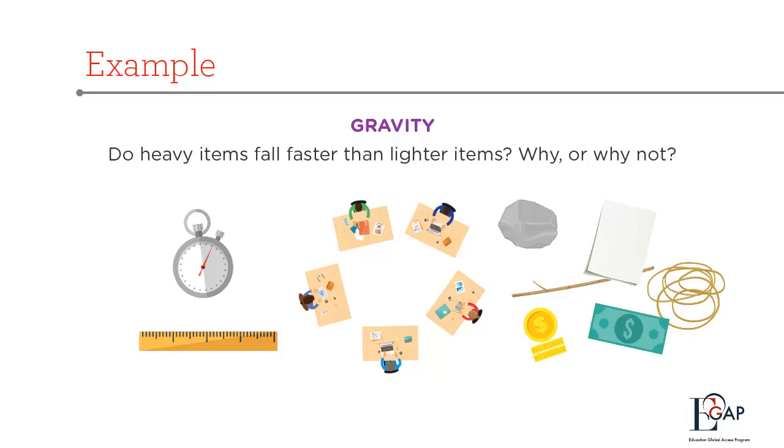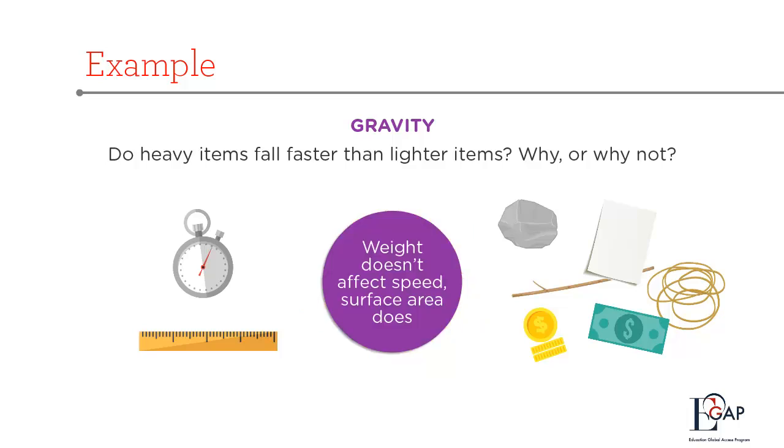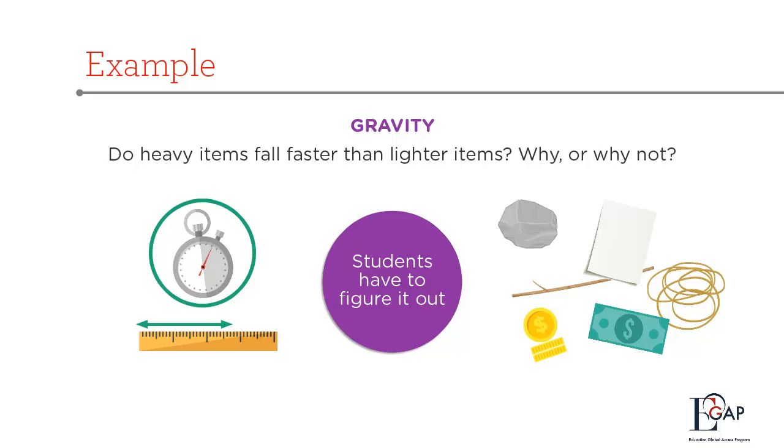Now, what the teacher wants the students to learn is that the weight of the items does not affect the speed, but that surface area will affect speed. Items with a larger surface area will fall slower than items with a smaller surface area, thanks to resistance when falling. But because this is a constructivist approach, this is not something the teacher will simply tell her students. They have to figure it out for themselves. For about half an hour, students will experiment dropping items from a height marked on the ruler and timing how long it takes them to fall.